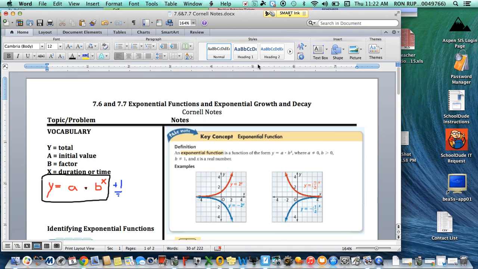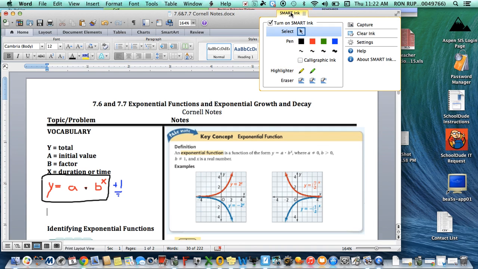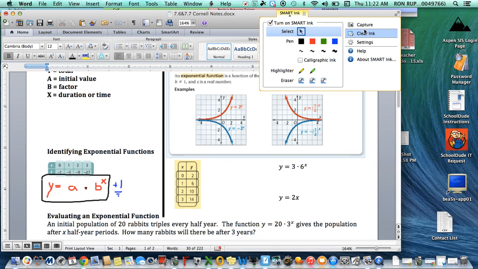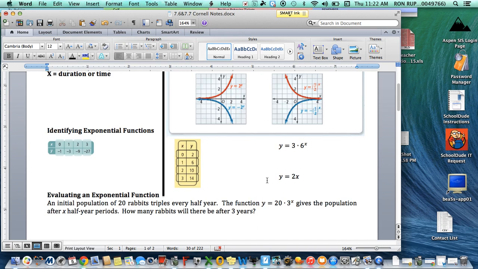So, before we get too far into it, let's discuss the difference between exponential functions and linear functions. So I have here an example of an exponential function, y equals a times b to the x, and a linear function, y equals mx plus b. And the big thing is, you know, how the graphs will look.